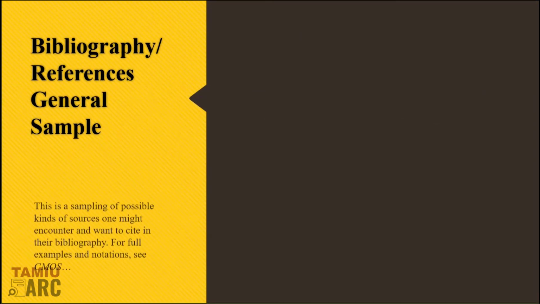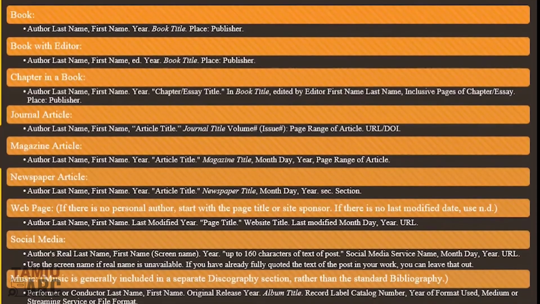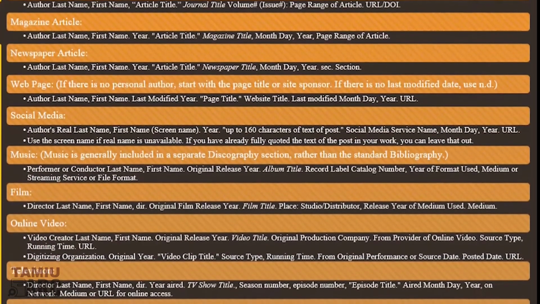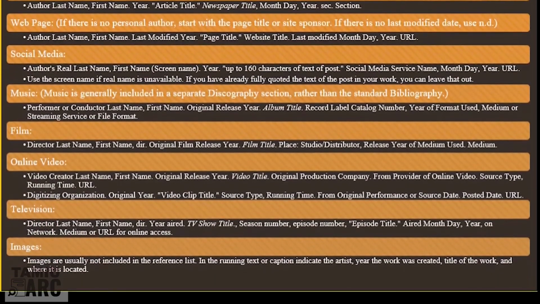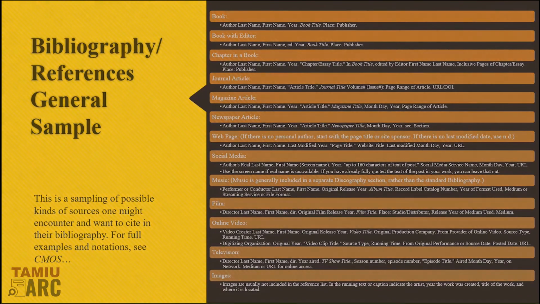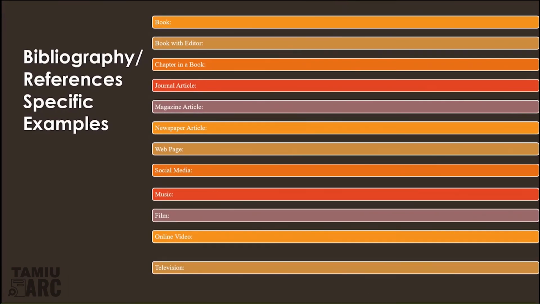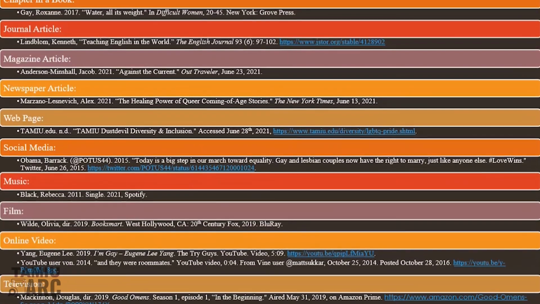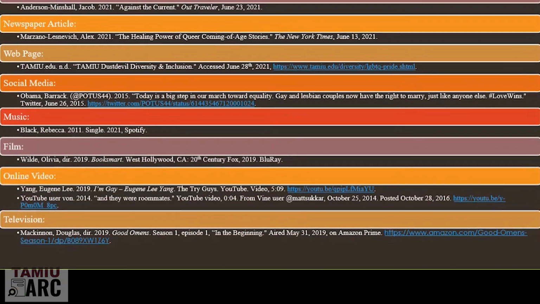Recall from our Part 1 video of the Chicago Guide that references each have their own forms and needs depending on the type of source you are trying to reference. Here are some examples of bibliography references with their information filled in. Practice, practice, practice in order to know which elements are needed for any given Chicago-style reference.